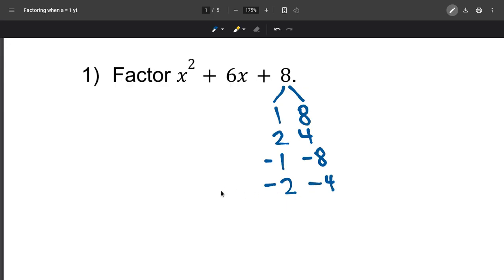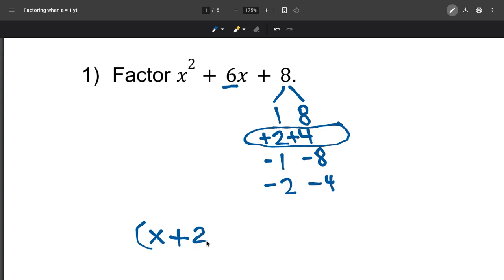Now, step 2, I want to find the pair of factors that adds to the middle coefficient here, that adds to this 6. So in that case that's +2 and +4. And I can even write +2 and +4 here. And my next step is to write it into factored form. So I'm going to simply write it as x plus 2 times x plus 4. And that's my solution for this particular one.